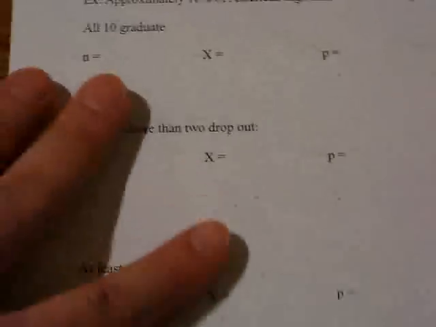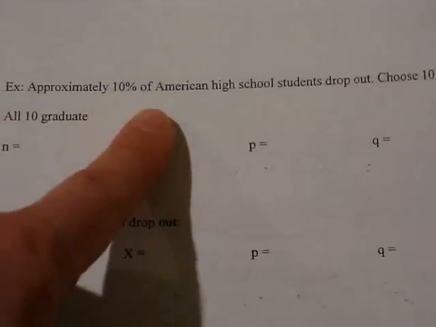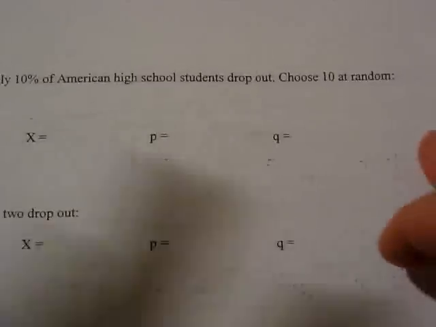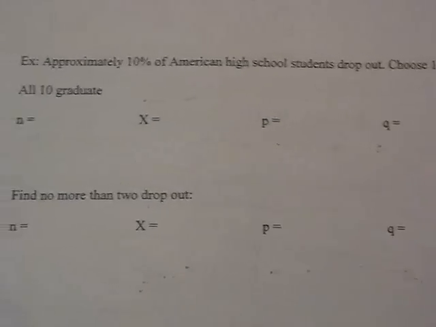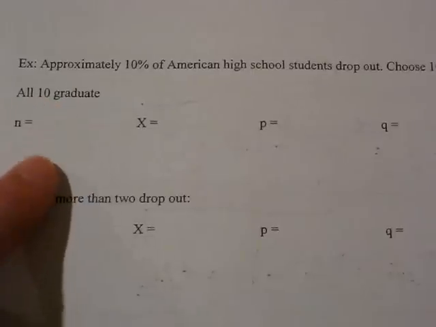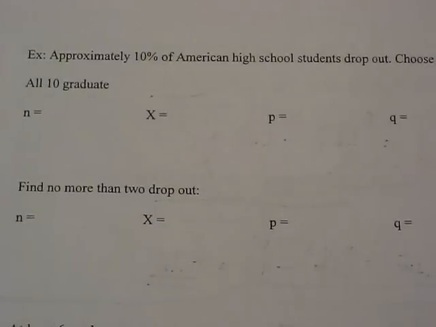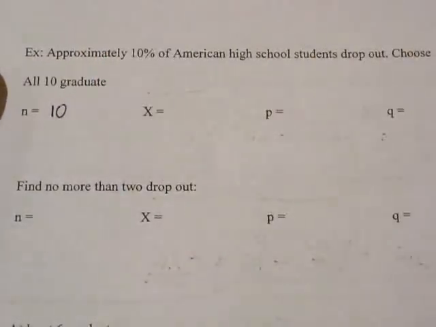All right, we're going to look at some dropout rates. Approximately 10% of American high school students drop out. We're going to choose 10 students at random and find out what's the probability that all 10 will graduate. So n being the number of trials that we're looking at here, and the number of trials is we're pulling out 10 students, so my n is going to be 10.